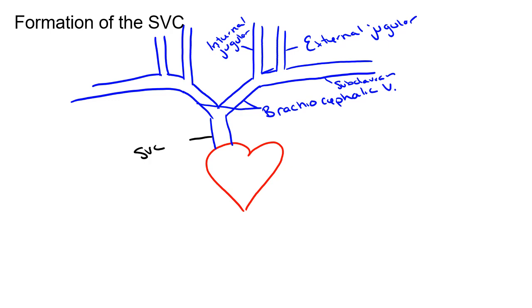So you will be identifying all of these branches and continuing out into the axilla and the upper limb to identify the axillary and the brachial arteries.